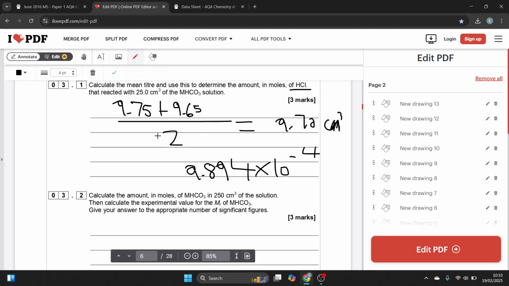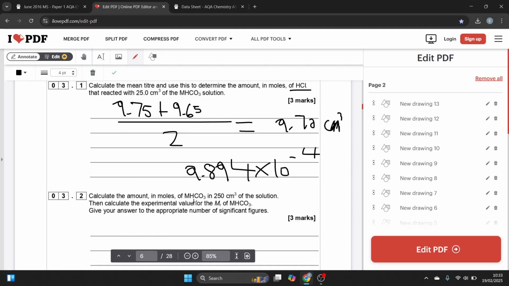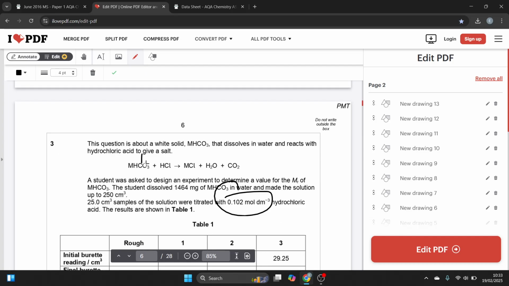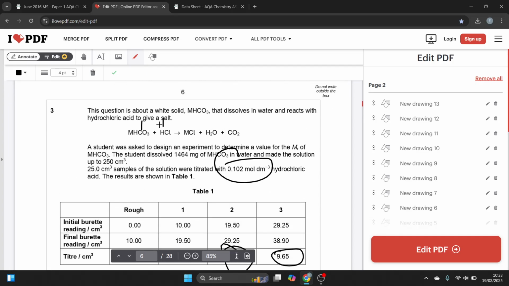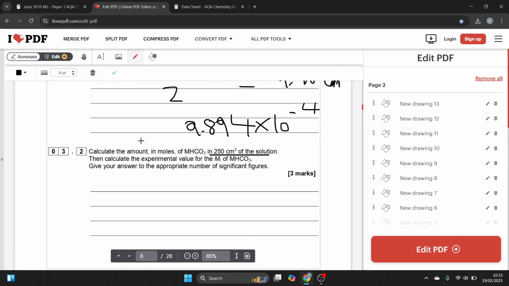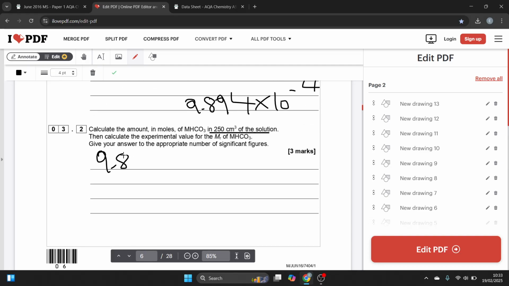Then it says calculate the amount of moles of MHCl3 in the 250 centimeters cubed solution. Well, MHCl3 and HCl have a 1:1 molar ratio. So whatever the moles of HCl is, that's the moles of MHCl3, vice versa. But the thing is, in this case I want it in 250 centimeters cubed, and in this case it was 25, so I need to times that by 10. And then that will give me 9.894 times 10 to the power minus 3.